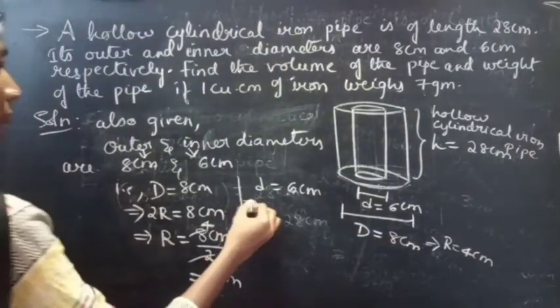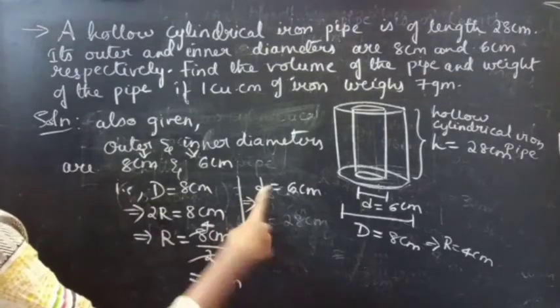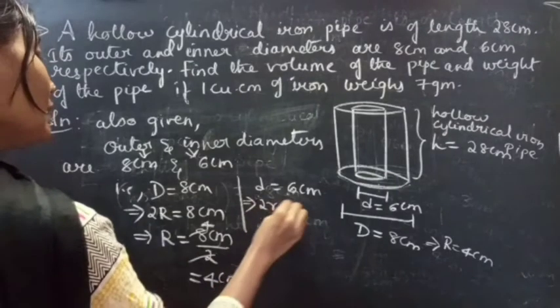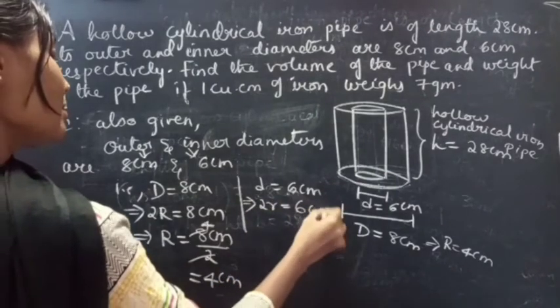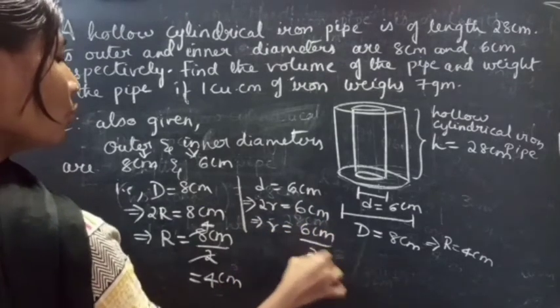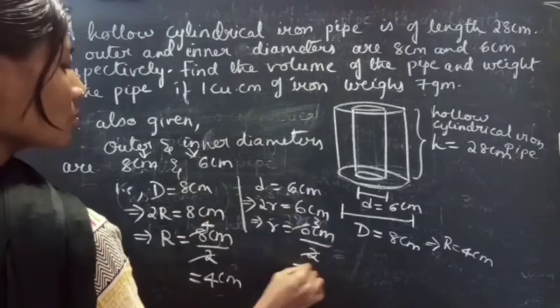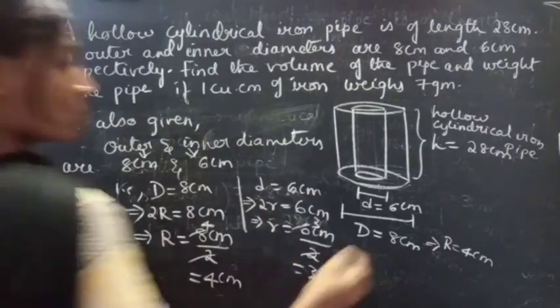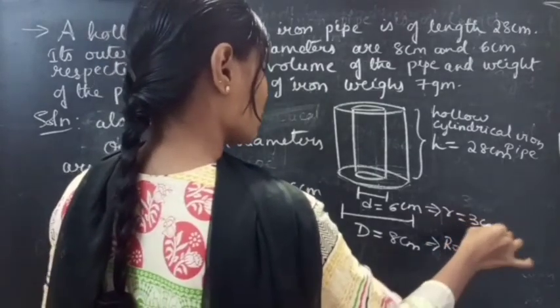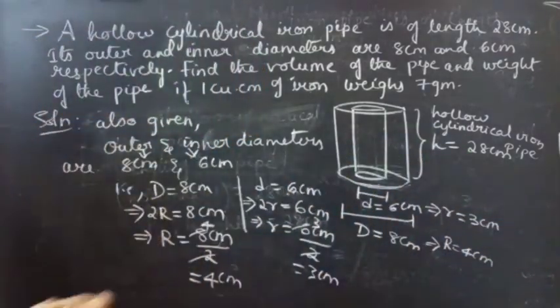And again, the inner diameter equals 2 times the inner radius, which equals 6 centimeters. From this you'll get small r equals 6 centimeters by 2, which equals 3 centimeters. So we got the radius of the inner circle as 3 centimeters.